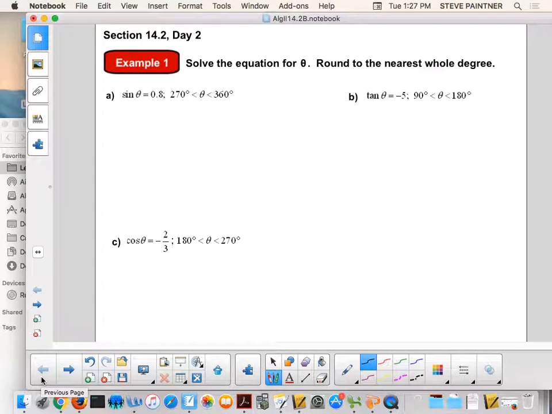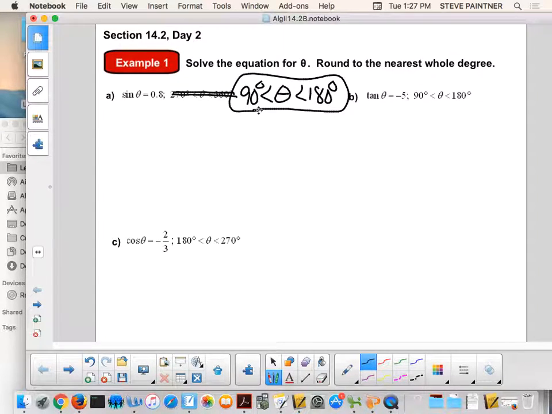Here we go. The first thing I want you to do is cross this out, 270 to 360. That is not right. I would like it to say theta must be greater than 90, but less than 180. Okay, there you go. So that's wrong. Just cross it out. All right. Here's your problem. It says sine of theta equals 0.8. You are going to solve an equation today, right? For what? Theta. What does this angle have to be to get you 0.8? Round your answer to the nearest what? Whole number.